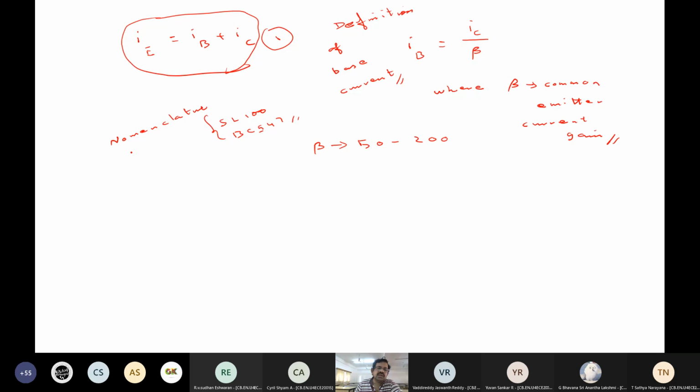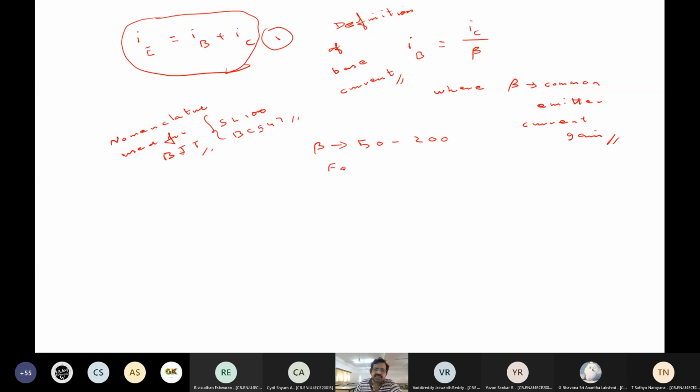547 nomenclature used for BJT. These kind of transistors are available in any electronic shop and you can actually use them. And in the lab, you will be using them and doing current voltage characteristics and so on and so forth, amplifier, everything. Beta is 50 to 200.